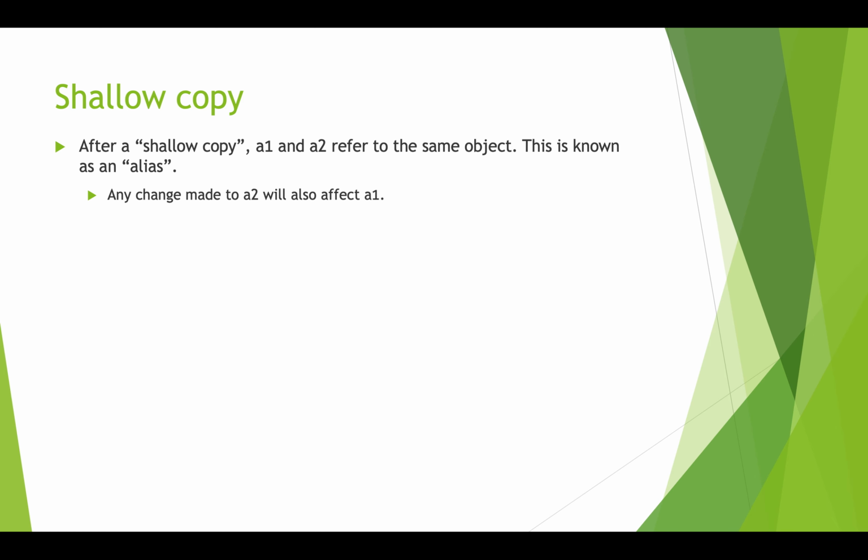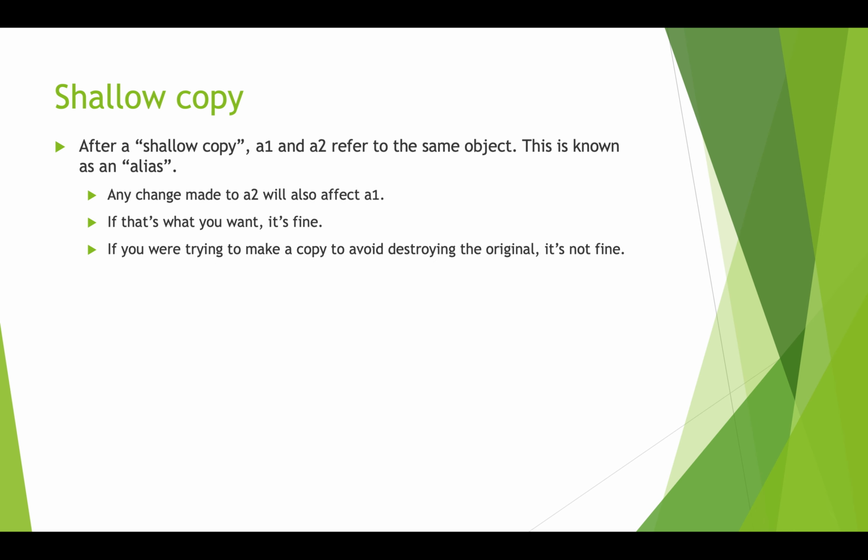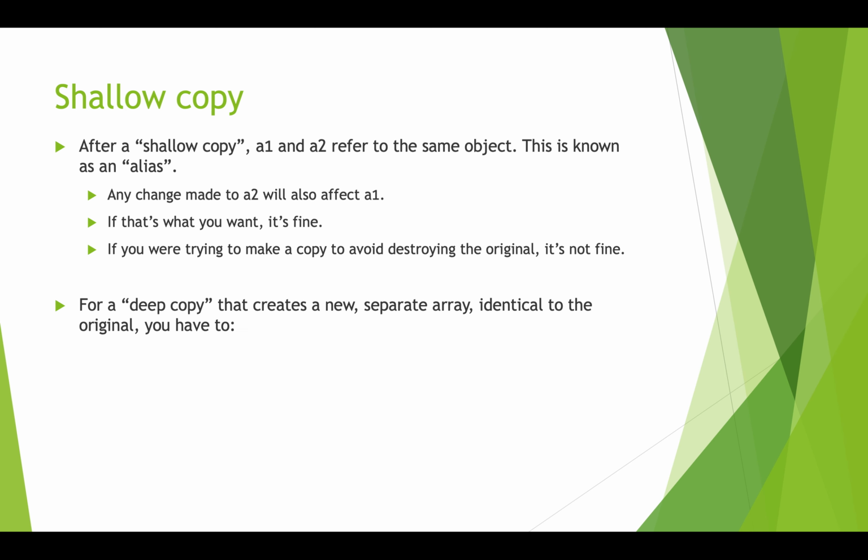What's important to note is that if you make a change to that array using the A1 reference, the A2 reference is still pointing at that same array, so that change will be reflected in anything you do with A2 as well. If this is what you want, that's fine. But if you wanted to make a copy of the array so you could do something with the data and avoid destroying the original data, then this is not what you want. In that case, you want a deep copy.